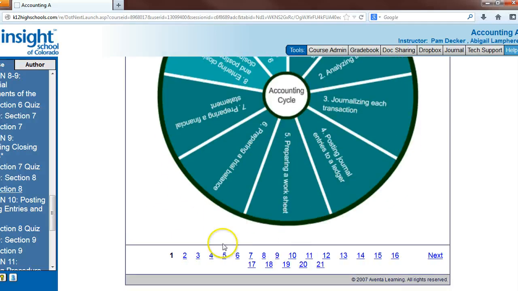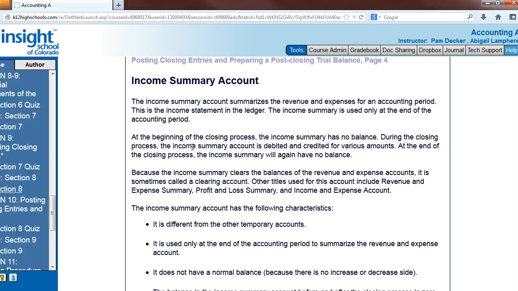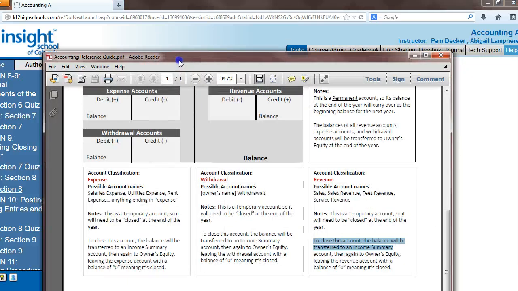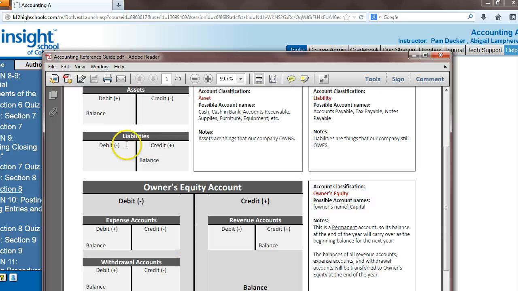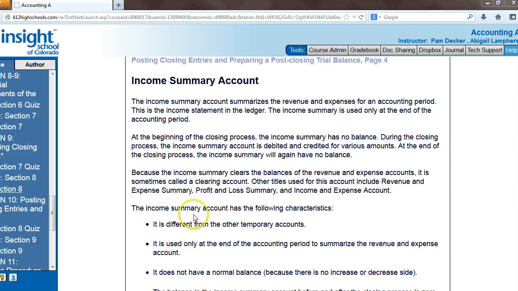Okay, so let's take a closer look at this income summary account because it's kind of confusing. I know before we've been focusing on, with our different account types, which side increases and which side decreases. A debit increases for an asset and a credit increases for the liabilities. With an income summary, though, there is no increase or decrease side. It still has a debit and a credit side, but there's really no increase or decrease, and we'll demonstrate that in a minute.